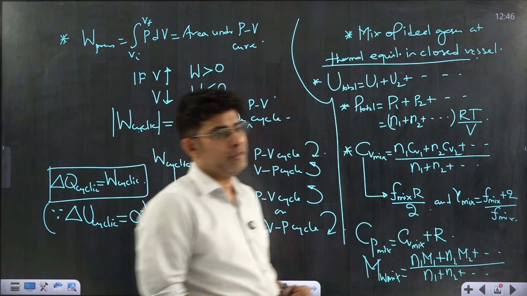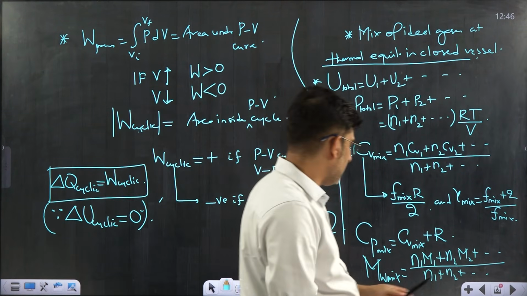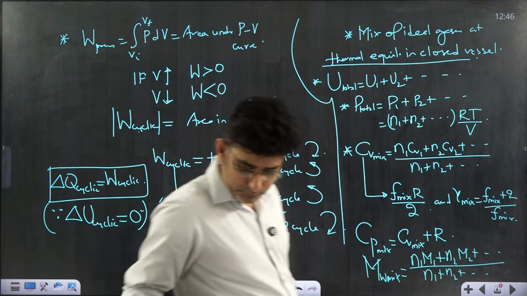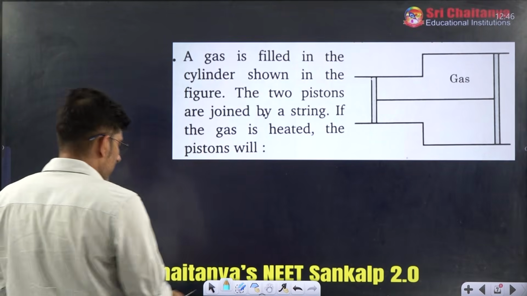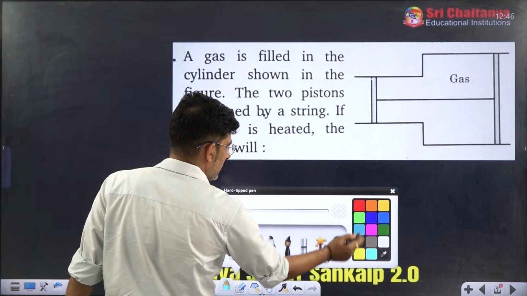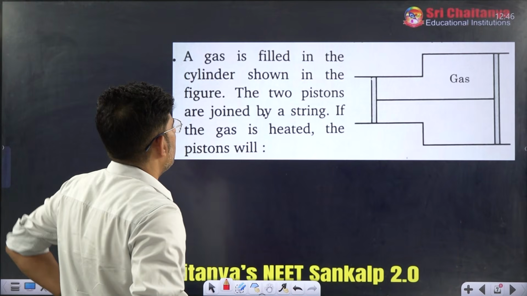So different processes are there. Let's see some questions based on whatever we just discussed. Okay, so our first question we are having over here, you can see that a gas is filled in the cylinder as shown.